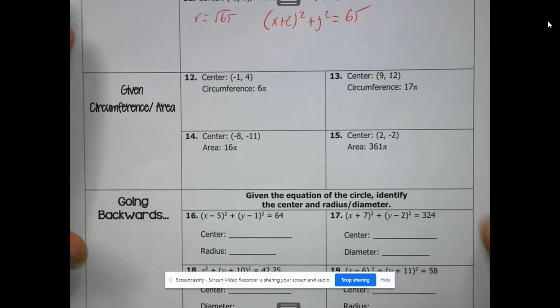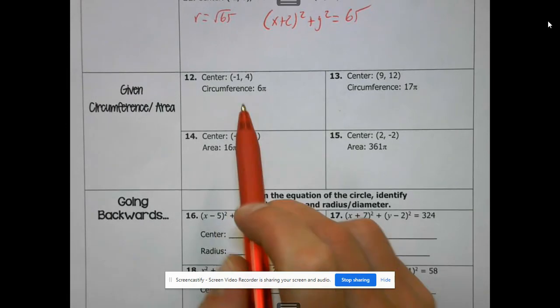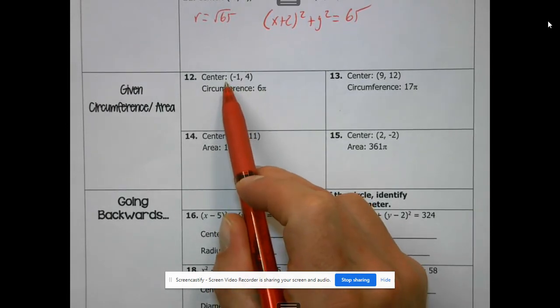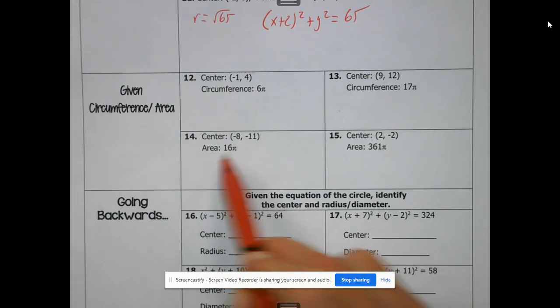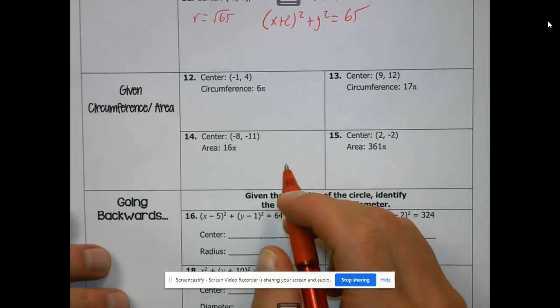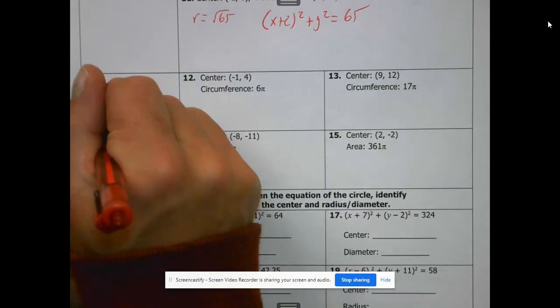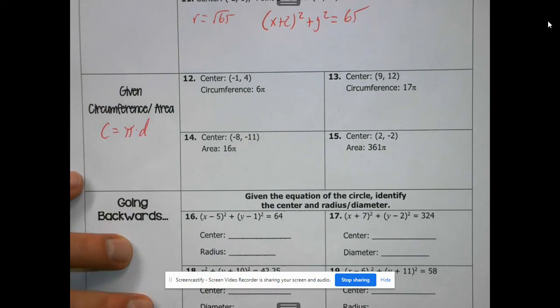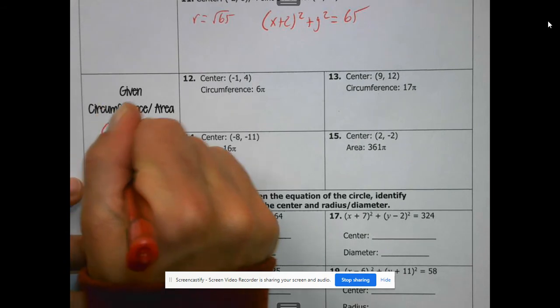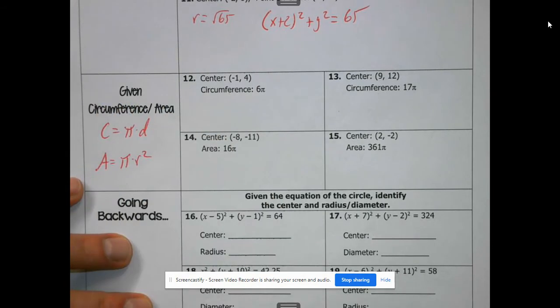Little trick here. I'm giving you the center, and then on 12 and 13, I give you circumference, and then on 14, I give you area. So a little bit trickier. So you got to recall some formulas from last week. Remember, circumference equals pi times diameter, and area is pi times radius squared.